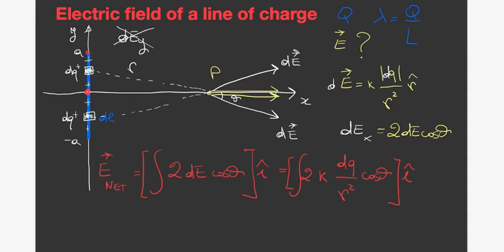Now what is the little charge dq? I know that lambda is Q over L, and I can write that also as a little dq divided by the infinitesimal length of the wire, which, because my wire is on the y-axis, can be called dy. Therefore, dq is equal to lambda times dy. I will have here lambda times dy.